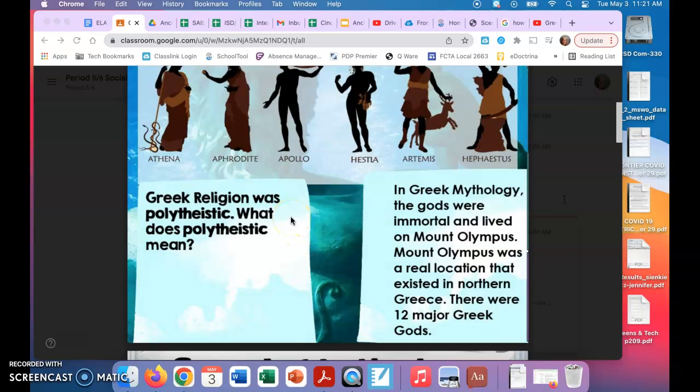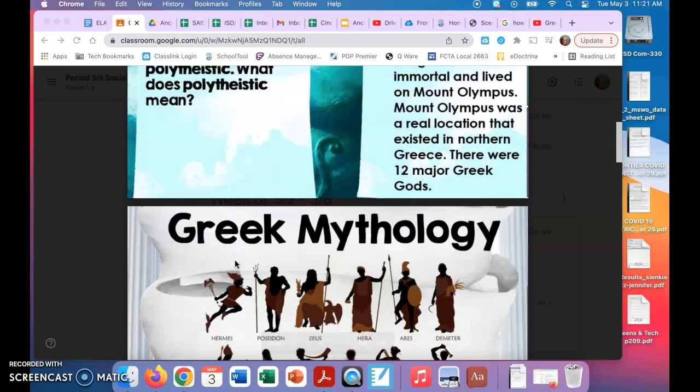Catholics, Jewish, they're a monotheistic religion. Greek religion is polytheistic. So it's a belief in God. Is it a belief in one God or a belief in many gods?